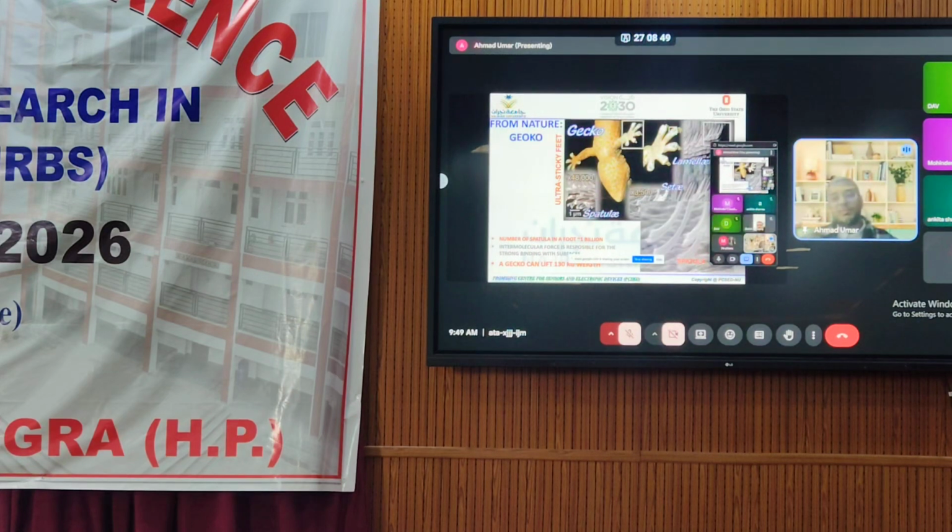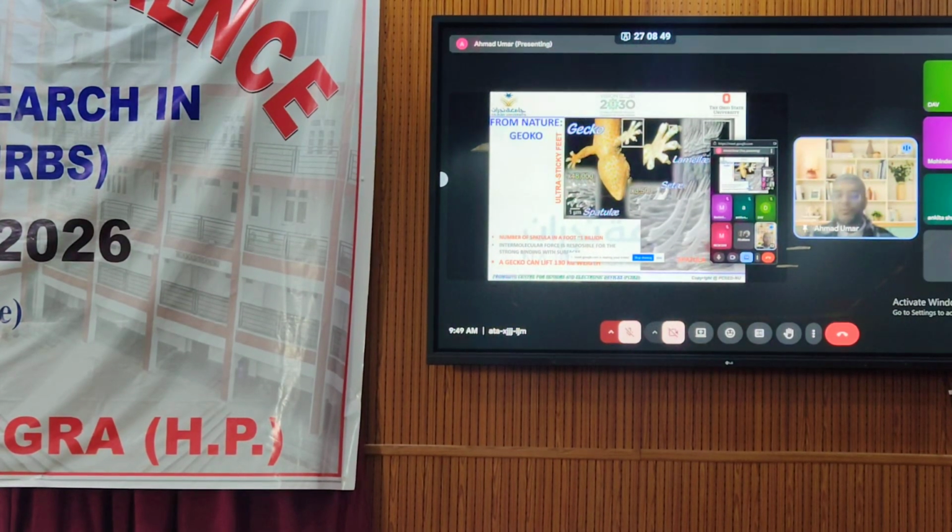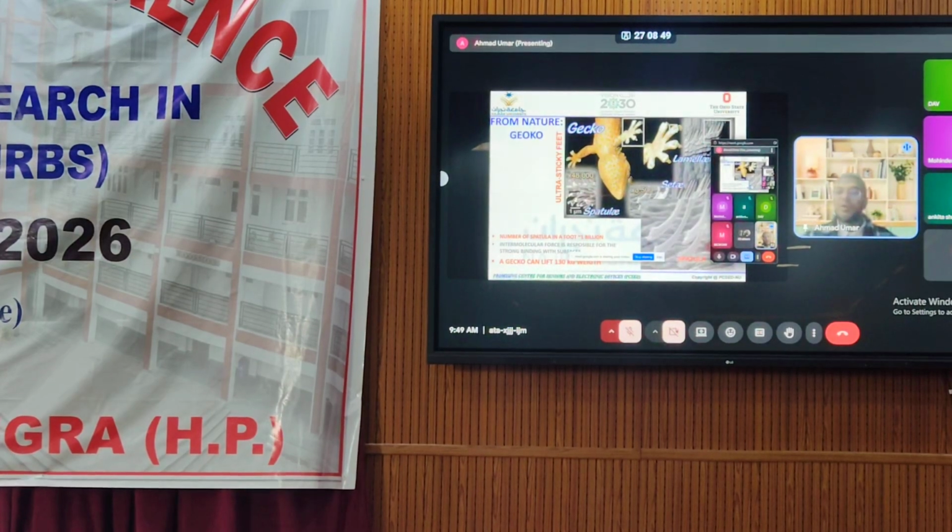So they examined and they found that the gecko foot is made of spatulae. Each foot of a gecko has around 1 billion spatulae, which create an intermolecular force between the surface and the foot and make a strong bond with the surface. So this is the reason, and you will be surprised to know that a gecko can lift up to 130 kilograms of weight, which is very high. Based on this observation, scientists developed a very high-class adhesive, and it is already available in the market.